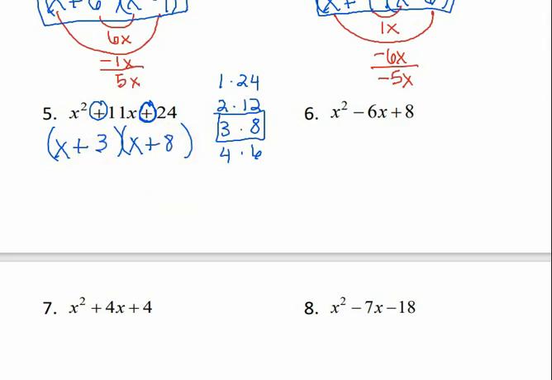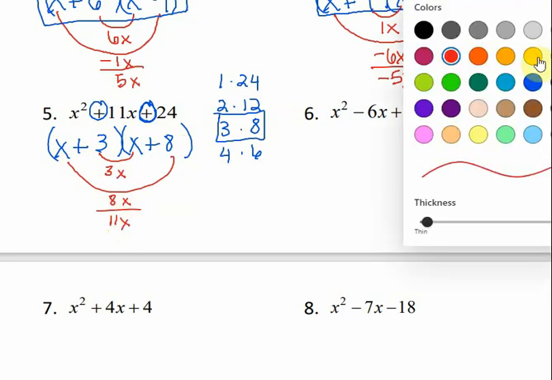And then if we check them by making our smiley face, this is positive 3x. This is a positive 8x, which gives me a positive 11x.